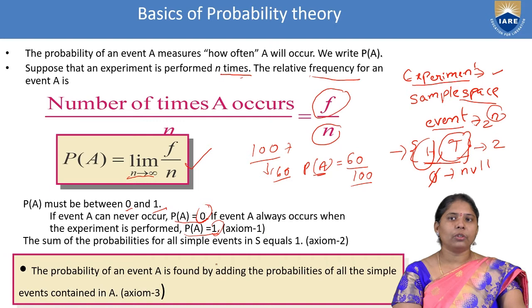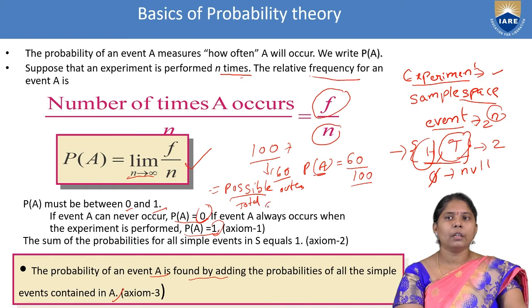The third axiom is, suppose I want to find the probability of A, and A contains so many events. It is found by adding the probabilities of all events contained in A. So we have to sum all the probabilities of the events contained in A. Based on these 3 axioms, the probability theory is developed. The basic formula for probability is possible outcomes by total outcomes.